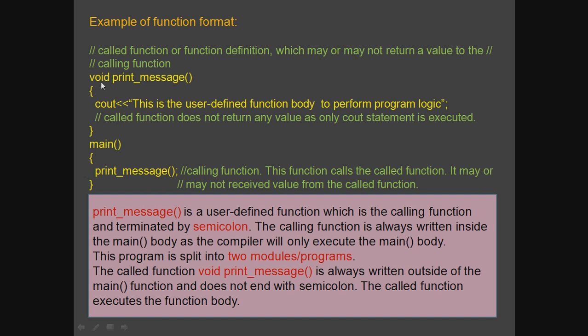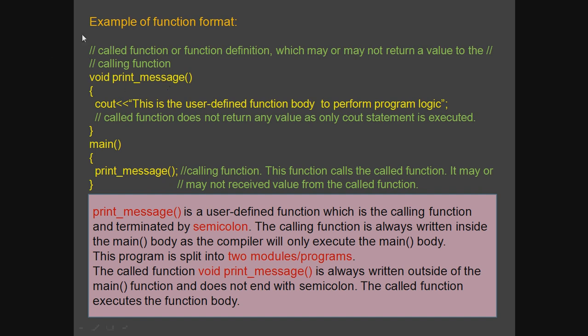So as you can see here, void print message, here you have a parenthesis, so this denotes that this is a function, and this is the name of the function, that is print underscore message, which is a user defined function. If you don't want to use the underscore, you can combine print message, or you can write print underscore msg, like that. It depends on the user, since it is user defined.